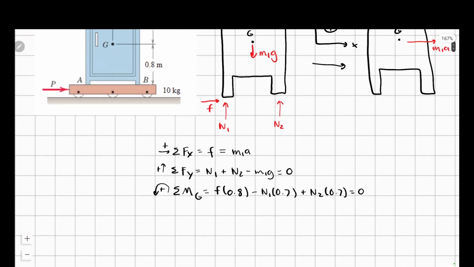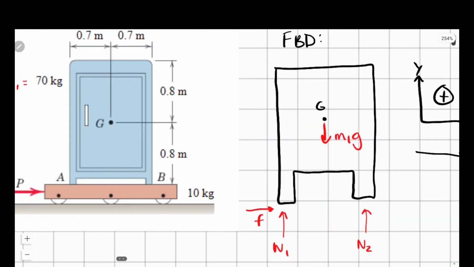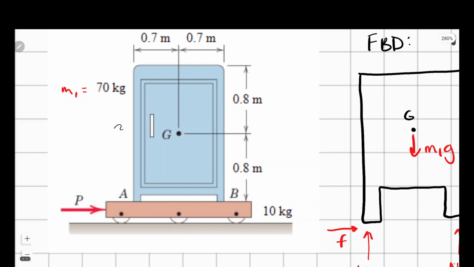Alright, so now, in order to solve for the unknowns, we have to have the same number of unknowns as equations. We have 3 equations, but actually we have 4 unknowns. So we have to dig a little bit deeper to figure out what we could do to get fewer unknowns. So if we look at the problem, when this cabinet is about to tip, that means this leg, the right leg, will be lifting up. And if the right leg is lifting up, that means there's no contact being made at this point. So the normal force here would be 0.